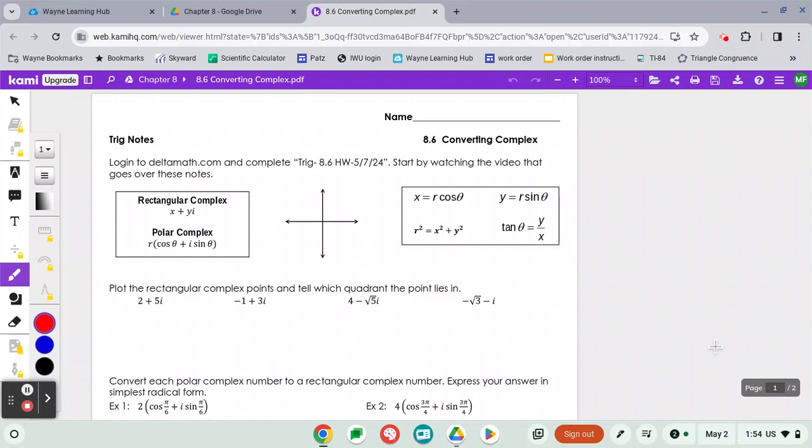All right, good morning. Today we are talking about complex numbers again. And we're going to talk about how to convert between rectangular complex numbers and polar complex numbers. Now, the good news is it's very similar to what we did before where we converted from rectangular to polar and vice versa. The only difference is how it is written.